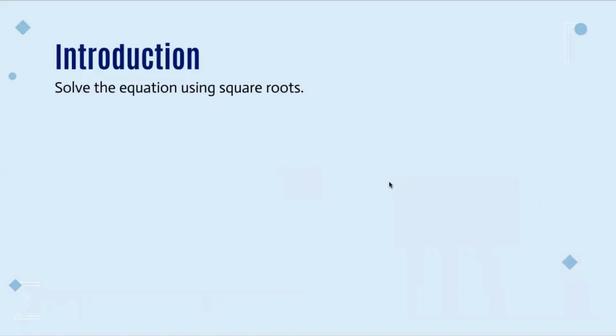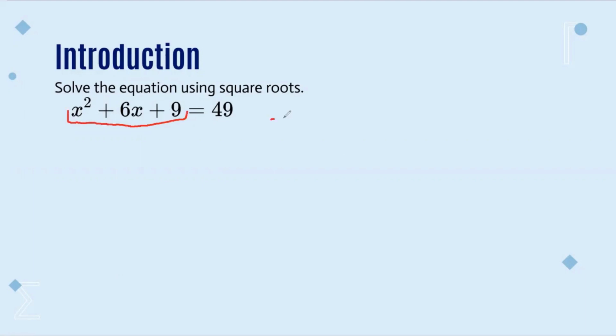Before we get into the actual lesson, I wanted to do a brief introduction problem to show you what the purpose of completing the square is. So we're going to solve this equation using square roots. We have x squared plus 6x plus 9 equals 49. So the first thing I want to do is factor this trinomial right here.